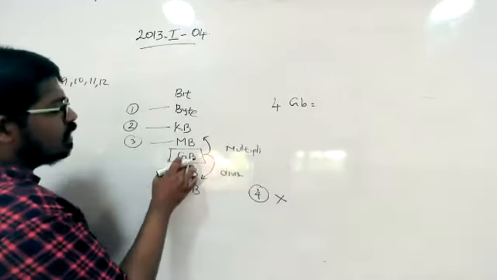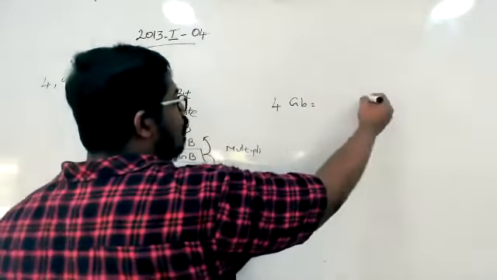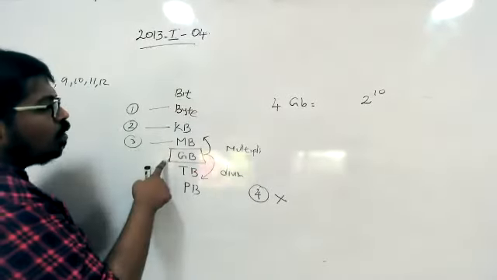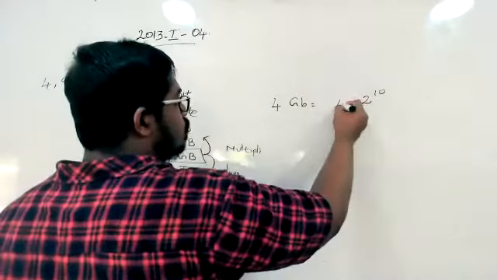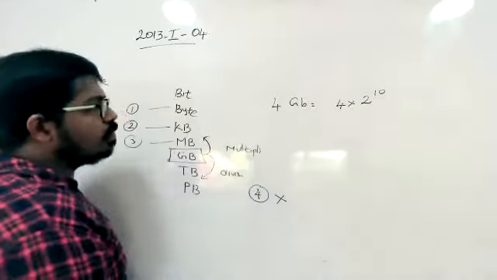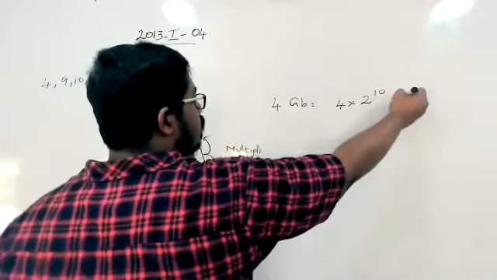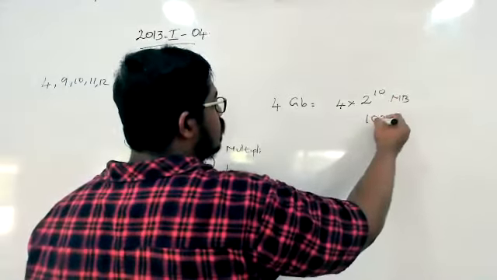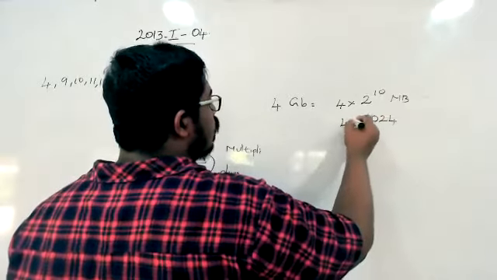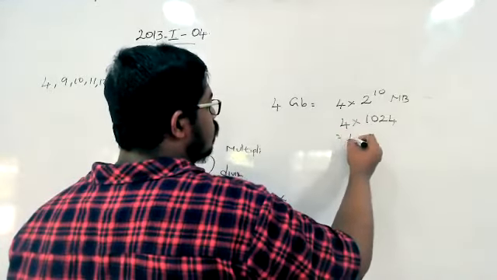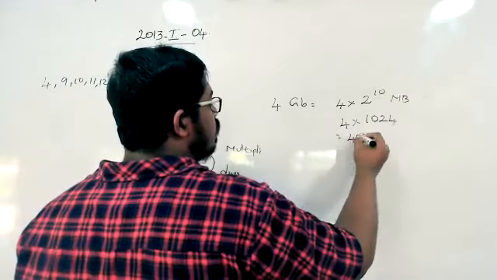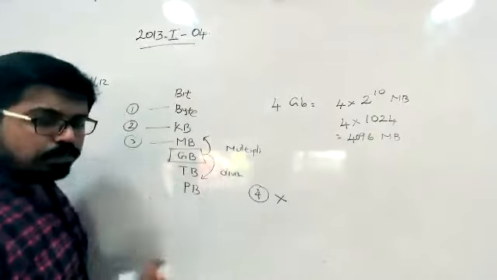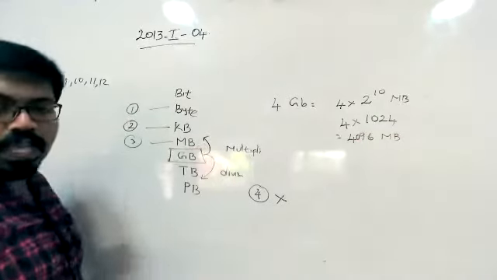When you convert gigabyte to megabyte, you have to multiply it by 2 to the power 10. But how many GB? 4 GB. So 4 into 2 to the power 10 MB. 2 to the power 10 is equal to 1024. So 4 into 1024, it is 4096 MB. So always perform the simple calculation.